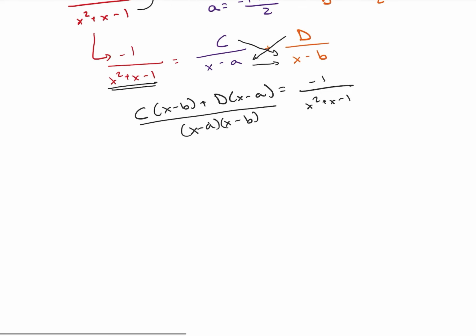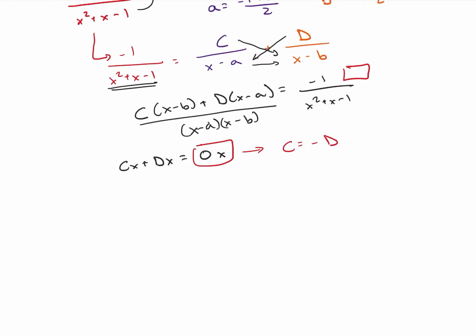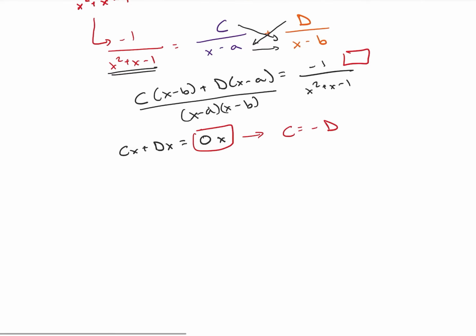And what does that mean? That means that cx plus dx is going to be equal to 0 times x. The reason I'm saying 0 times x is there are no x terms up here. So what does that tell me? That tells me that c is equal to negative d. And then I'm going to look, so that was the x to the 1 terms.